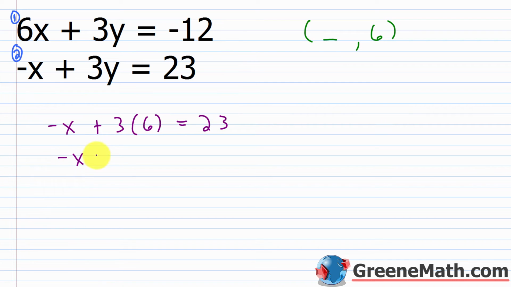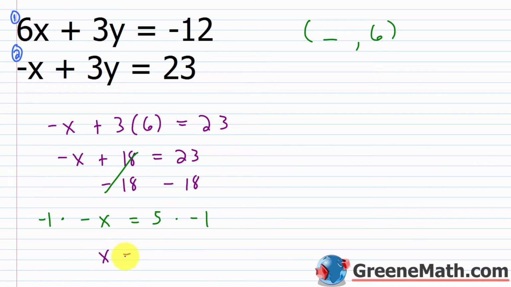So negative x plus 3 times 6 is 18 equals 23. I can subtract 18 away from each side of the equation. This will cancel. I'll have negative x is equal to 23 minus 18, which is 5. So essentially all I need to do is divide both sides by negative 1 or multiply both sides by negative 1, whatever you want to do. You'll get x is equal to 5 times negative 1, which is negative 5. So my x value is negative 5 while my y value is 6.